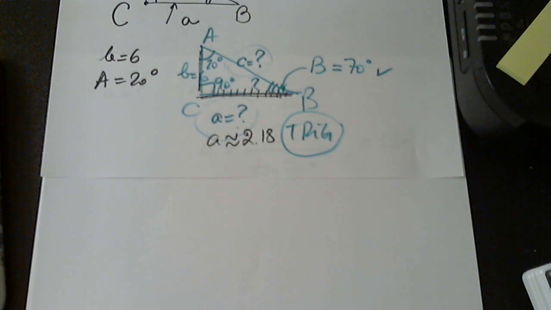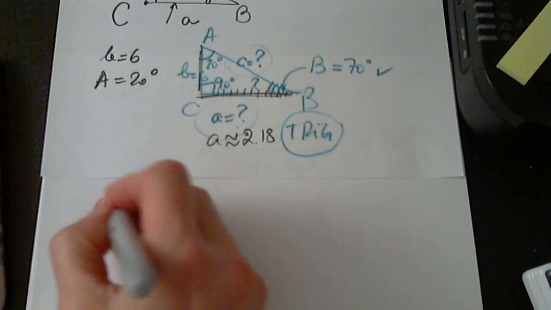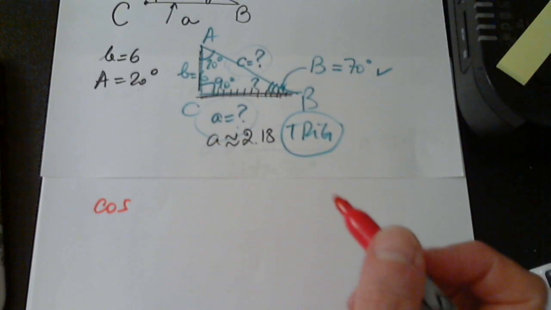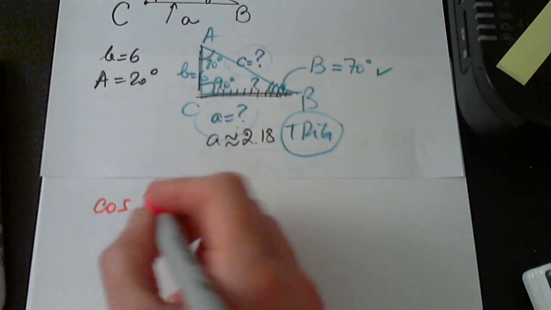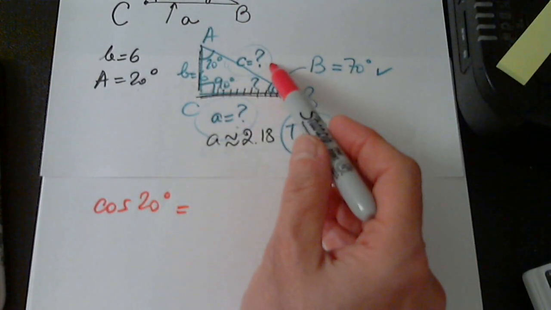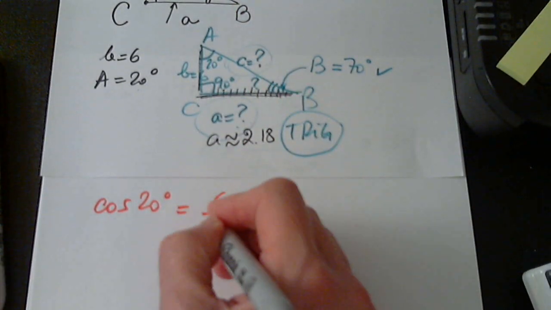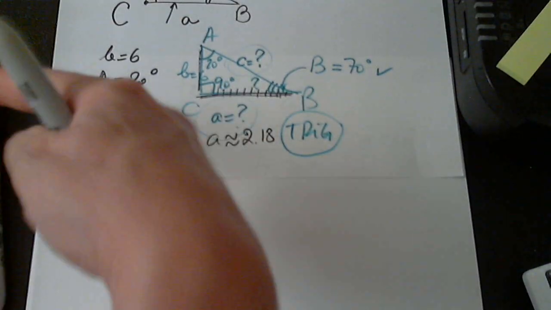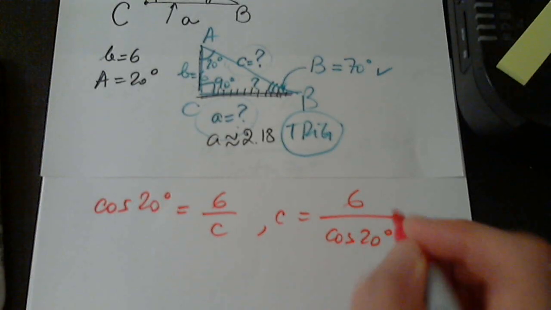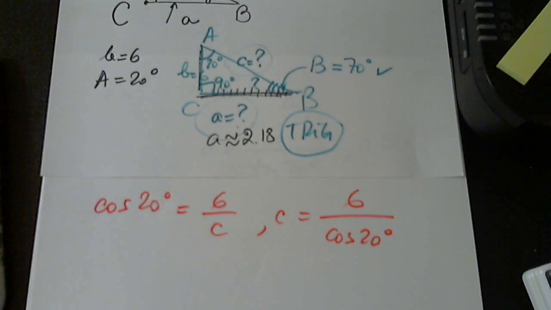We use cosine. Very good. So we want to use cosine for which one? 20. Yes, I recommend cosine 20, which is the adjacent over the hypotenuse. Excellent. So 6 over C, again, C equals 6 over cosine 20 degrees. I think that's the easiest thing to do. Perfect. Thank you very much.